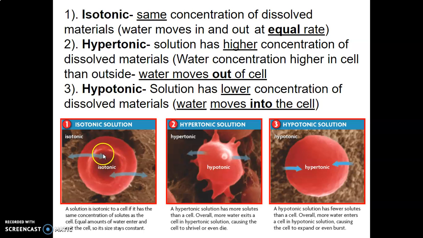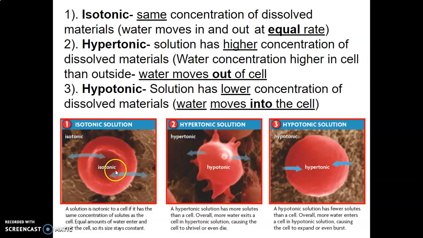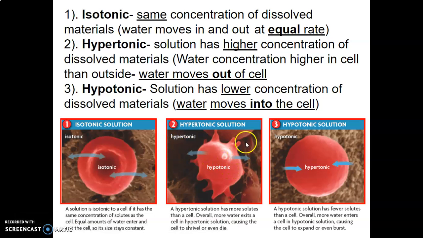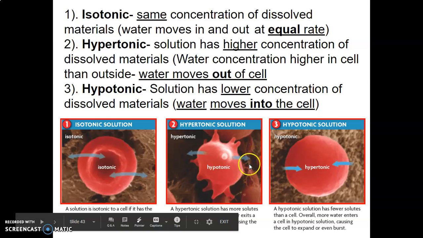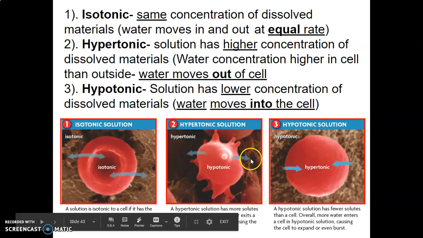This is where most cells want to be. If we're talking about things like red blood cells, they want to be in an isotonic solution where things can just pass comfortably. The same amount of water on the outside as on the inside. Hypertonic solutions mean that there's a higher concentration of dissolved materials outside the cell. Think about if this cell is put in salt water. That means there's more salt on the outside here.